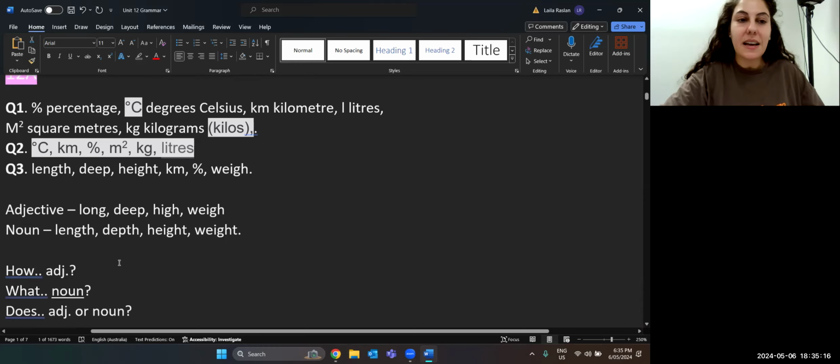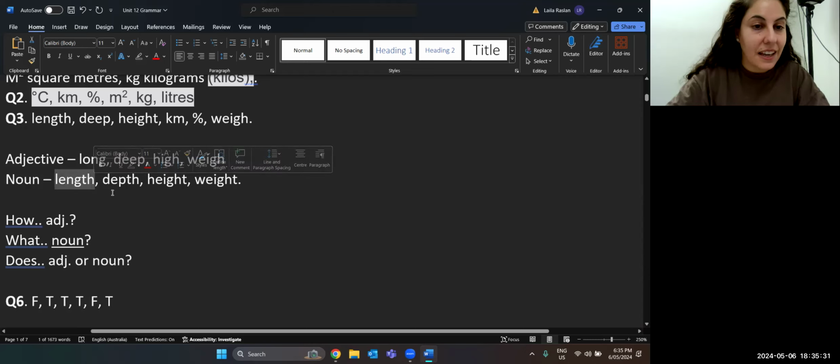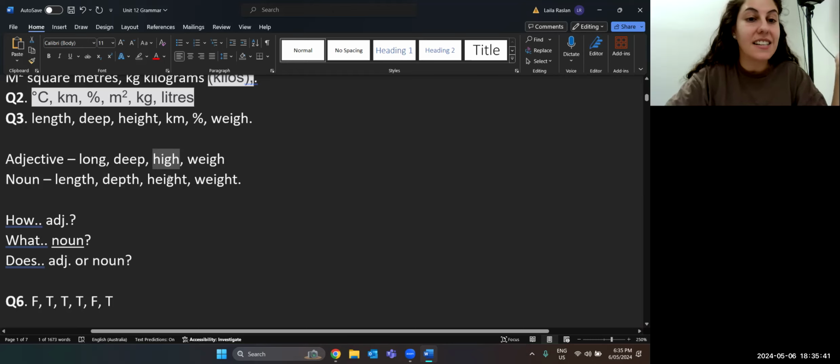Okay, then we've got some words. Some of them are adjective and some of them are noun. So if you look, they seem very similar. If I say long, that's an adjective, but the noun is length. If I say deep, that's an adjective, but the noun is depth. If I say high, that's an adjective. If I say height, that's a noun. If I say weigh, that's an adjective. If I say weight, that's a noun.